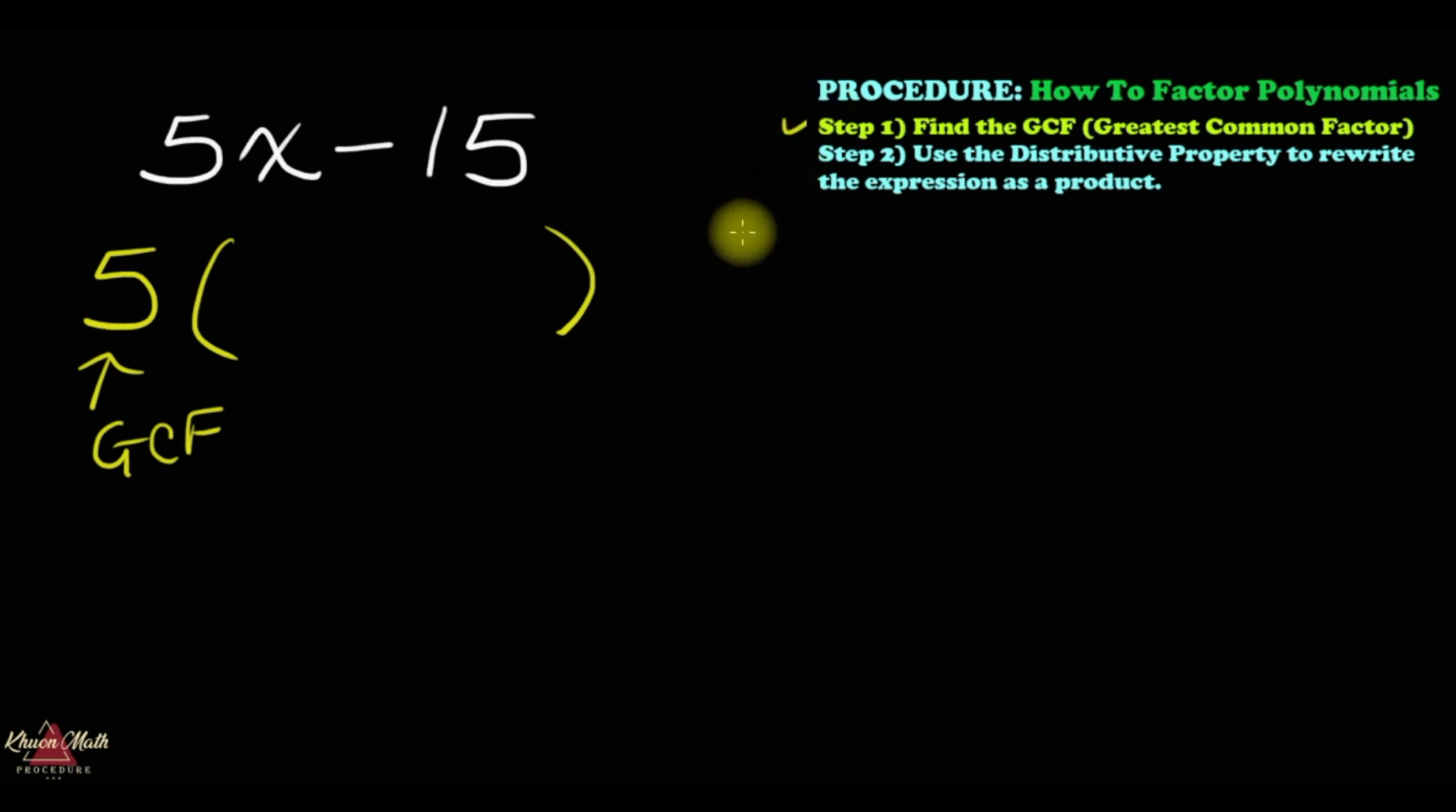Now step 2 is to use the distributive property to rewrite the expression as a product. Once you're able to come up with your greatest common factor, you're going to write it as a product. So 5 times what will give you 5x minus 15? So let's see. 5 goes into 5x, x times, and you can check it. 5 times x is 5x. And then 5 goes into 15 3 times. And again, you can check it. 5 times 3 is 15. All right, so this is what we're looking for.